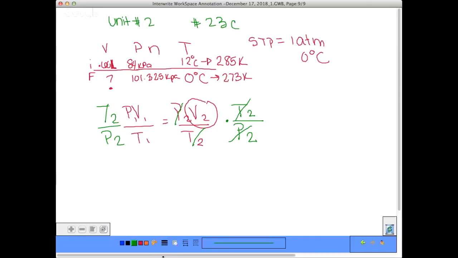Amina, yes, the ideal gas law does have to be in atmospheres. So you want to make sure that you're always converting those because, again, R has those units.